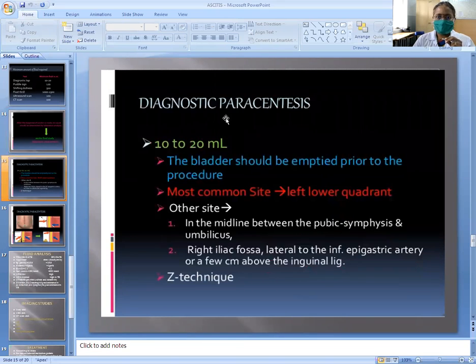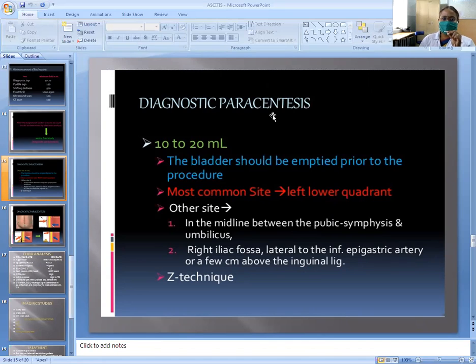For that, you have to do diagnostic paracentesis. Means you have to remove some 10 to 20 ml of fluid from the abdomen for analysis. You have to send it to the lab. First, your aim is to decide whether it is transudate or exudate, and then the causes according to that. If it is transudate, causes of transudate. If it is exudate, causes of exudate. So that is called diagnostic paracentesis.